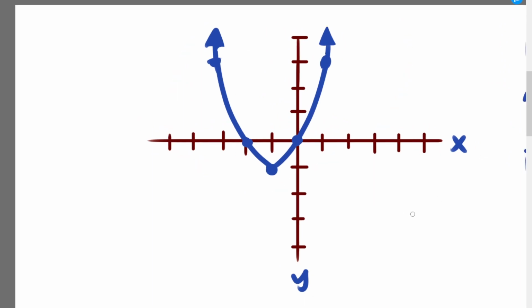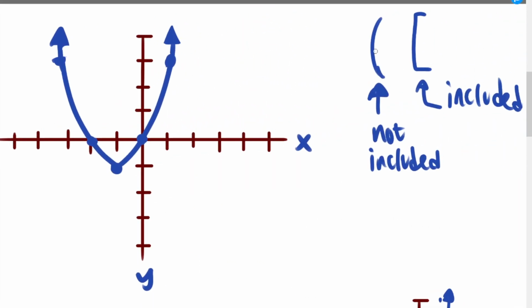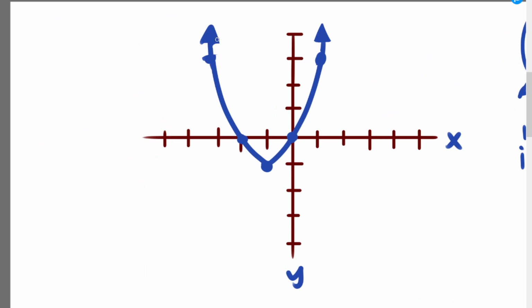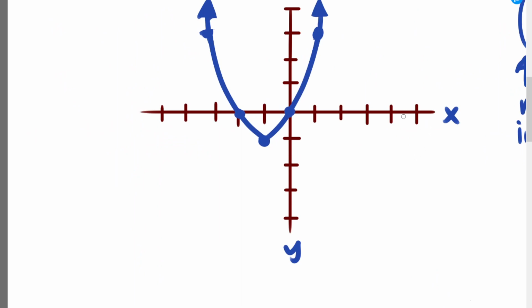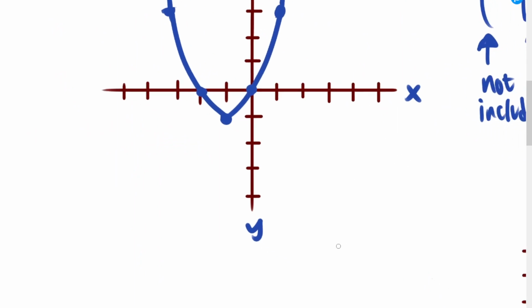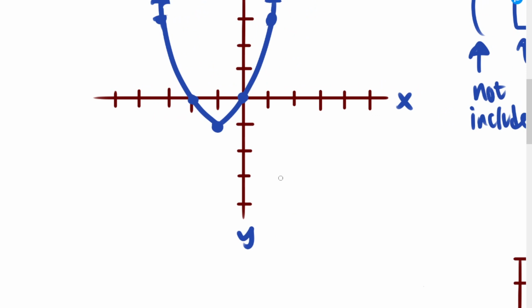We've got a parabola here, and we can see that there are two arrows, which means it's going on for infinity. It's never stopping. So when we are writing in interval notation, we want the smallest value to the largest value. When we're talking about domain, we want the smallest x value. In this case, it goes on to negative infinity. It's always going to be going to the left. It doesn't look like it's going to stop.